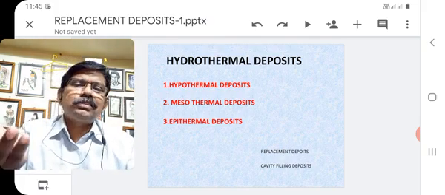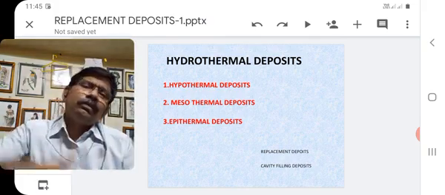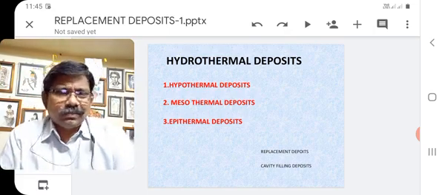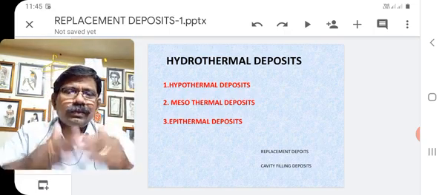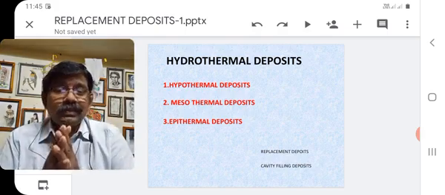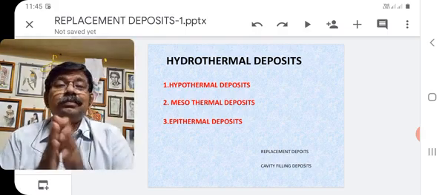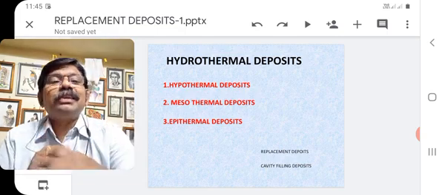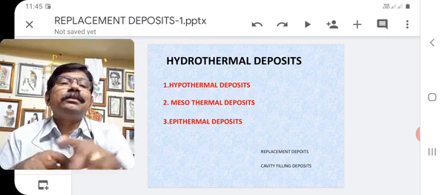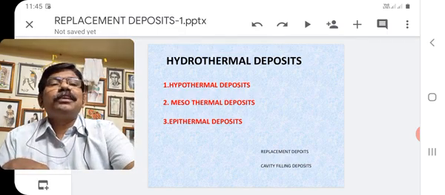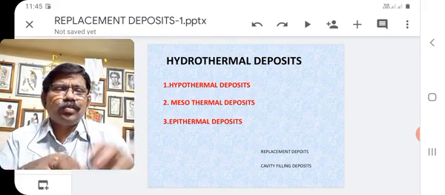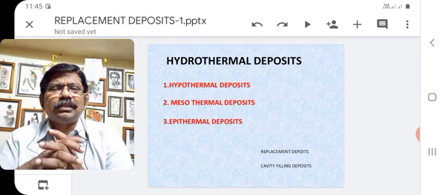Cavity filling deposits we will discuss in the later classes. But as per the temperature falling, hypothermal means high temperature deposits, means replacement deposits. I written here in the bottom you see RR. I typed that. That is the replacement deposits, and cavity filling deposits in small letters, because I don't want to just show that to you, right?